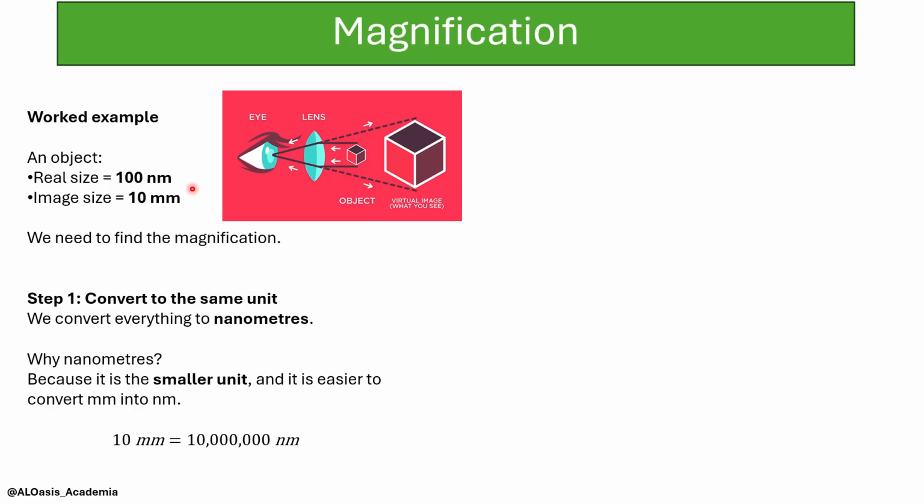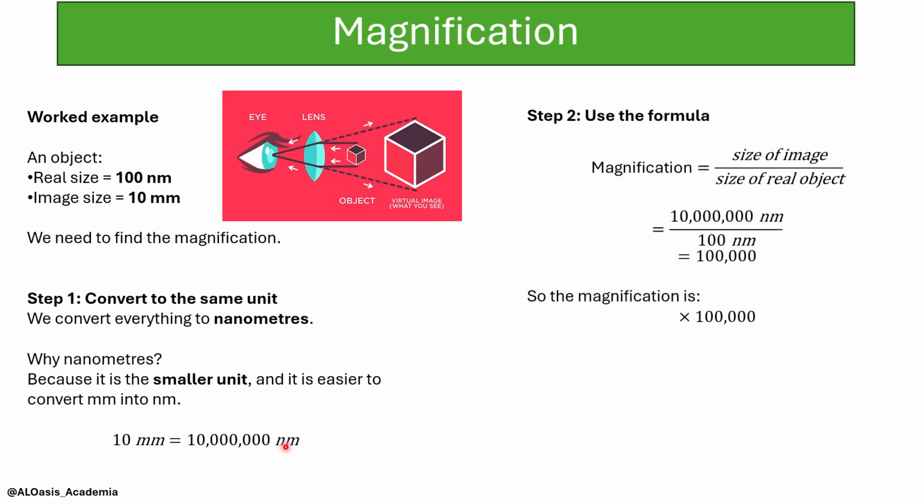My recommendation is that when you want to make the units the same, always try to convert the bigger units into the smaller units, because it's just easier. You just multiply by something. So for example, in this case, if you convert the millimeters to nanometers to make everything in nanometers, all you need to do is times 10 millimeters by 10 to the 6, by a million, and this will give you 10 million nanometers. So that's the first step.